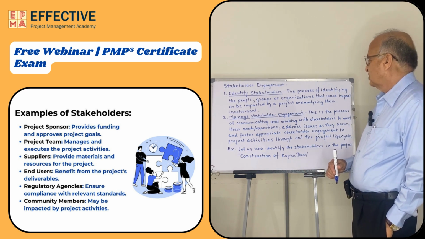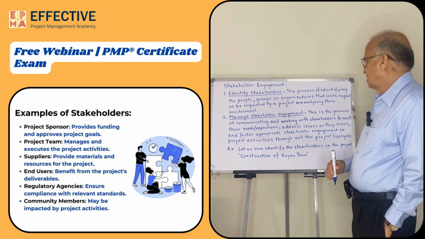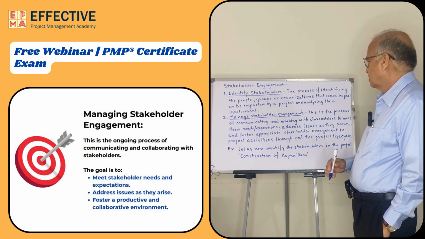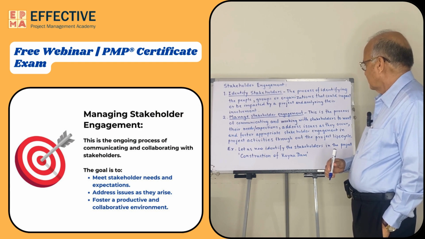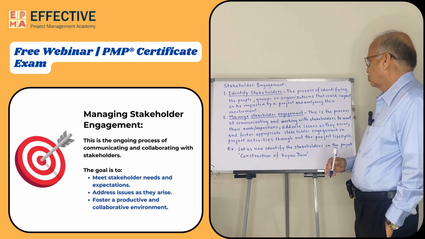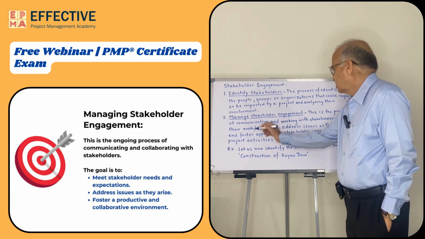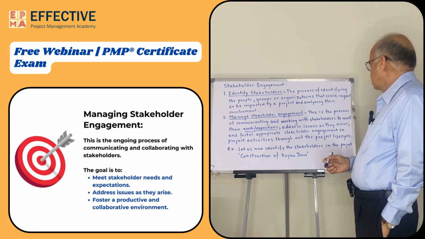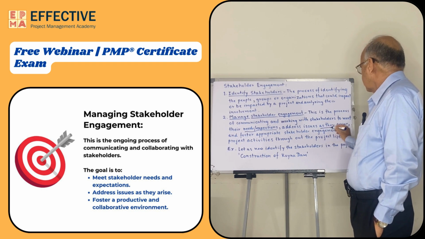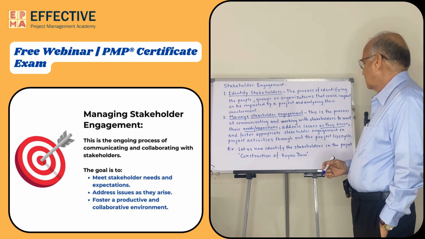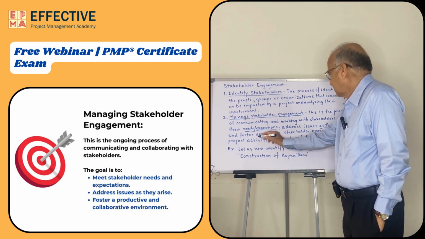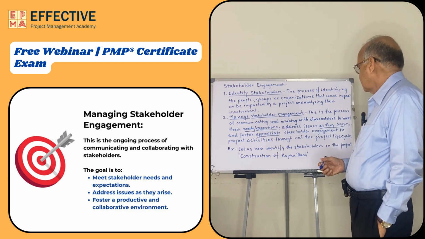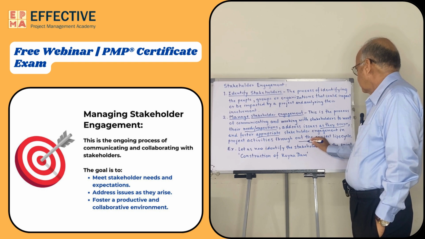And how do you engage them? The process is called manage stakeholder engagement. This is the process of communicating and working with stakeholders to meet their needs and expectations, address issues as they occur, and foster appropriate stakeholder engagement. I am going to elaborate these three in project activities throughout the project life cycle.